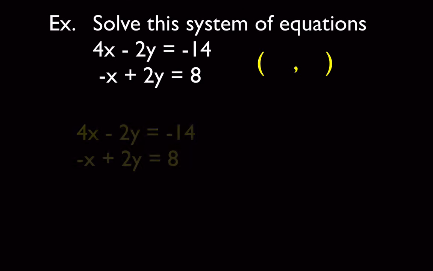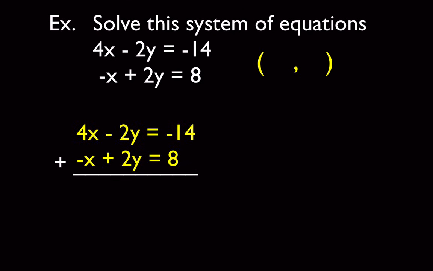Okay, so we're going to go ahead and add our problem, top to bottom. And we're able to do that because we have that negative 2y and that positive 2y. It's going to give me 3x. That part's going to cancel. Negative 14 plus 8 is negative 6. Solving, I'm going to get x equals negative 2.